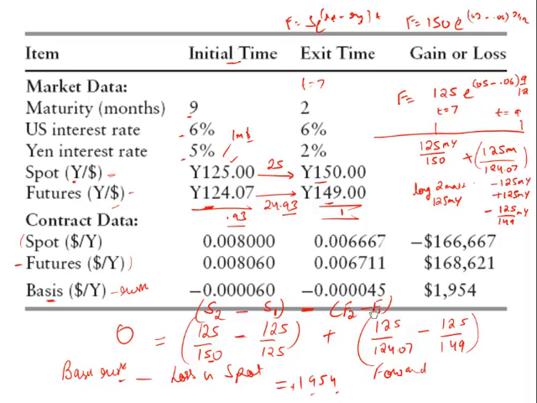F2 minus F1 is the change in the forward price. Because we were short this, it will be a loss. If this was a gain, this will be a loss. If this was a loss, this will be a gain, because it is the opposite position. We were long 125 million yen because we were going to receive 125 million yen 7 months later, and hence we short 125 million yen in the forward.